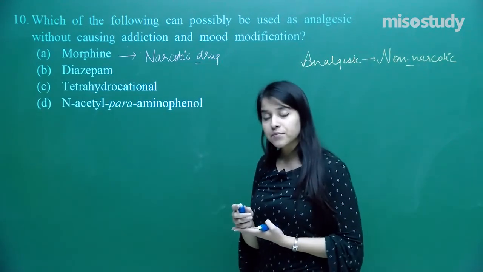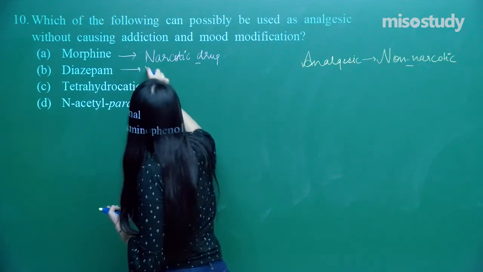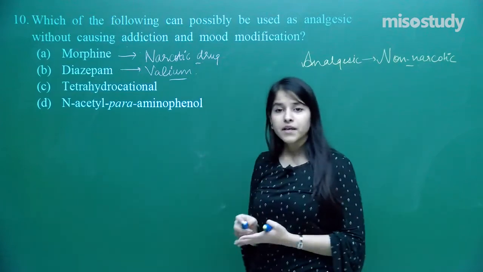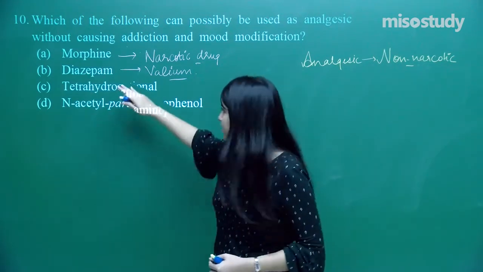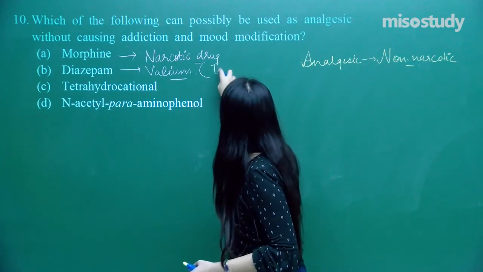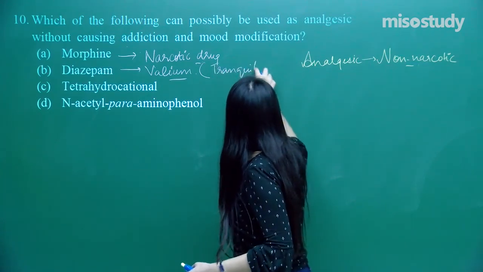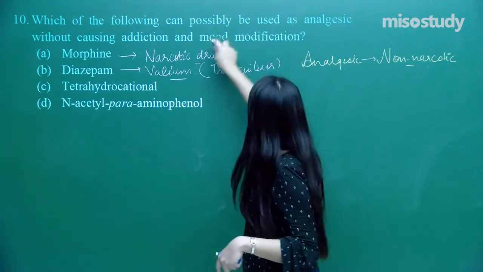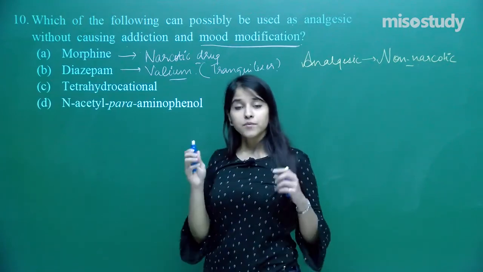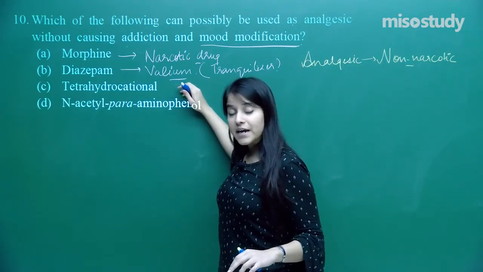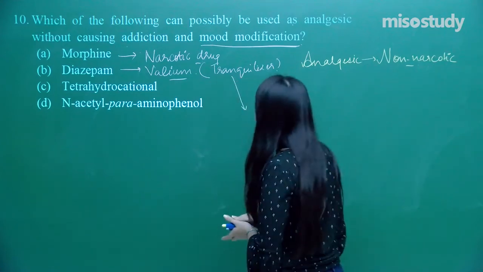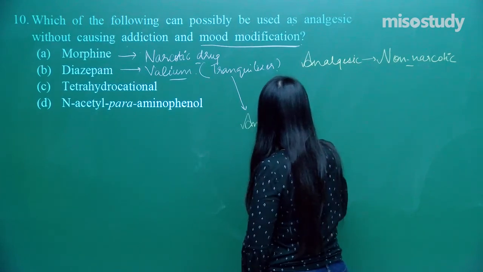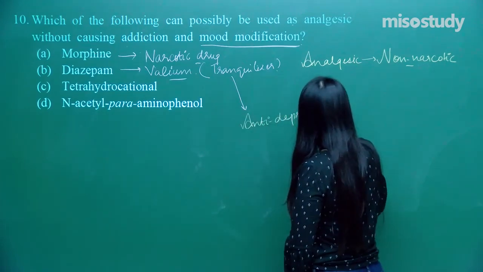Diazepam. What is diazepam? It is nothing but Valium. What is Valium? It's again a tranquilizer. So we have discussed diazepam in the case of tranquilizers. So it does not reduce the pain. It is not an analgesic, but yet it is actually uplifting the mood. It is a kind of antidepressant. So I cannot have this as my answer. It uplifts the mood actually.